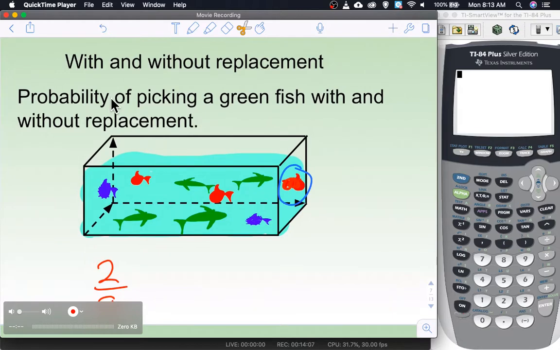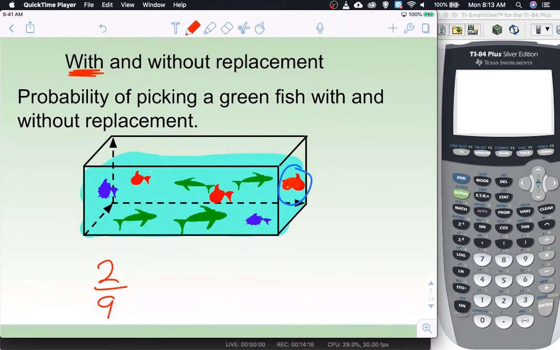That is with replacement. I replaced the fish after I took it out. I took it out, I recorded what I saw, I looked at it, and I said, oh, that's a red one. And then I put it back in.